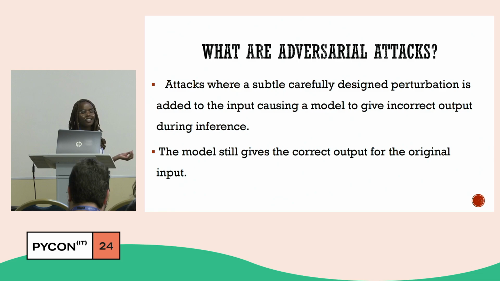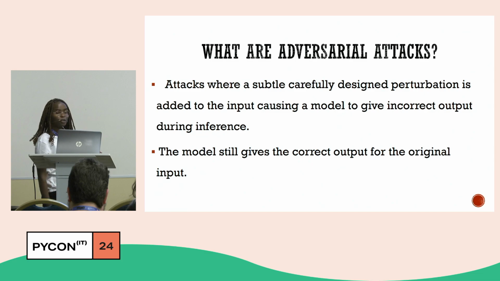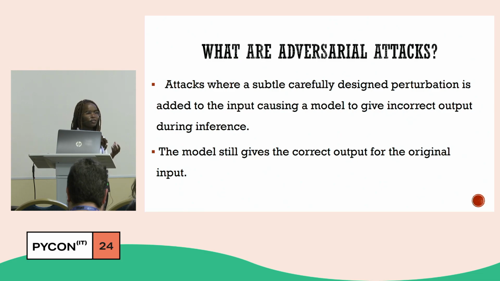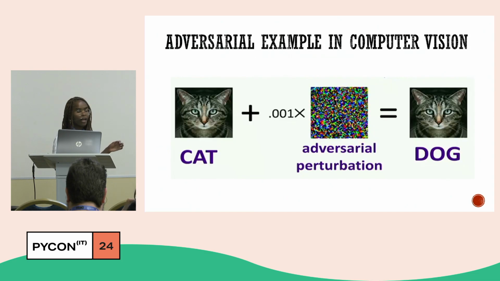Basically, adversarial attacks are attacks where you create a very subtle perturbation and add it to your input, and then that causes the model to give an incorrect output during inference. For instance, if you have a classification model and you change the input just slightly, the model, which could initially give an accurate prediction, gives an incorrect prediction. But without the additional perturbation, the model still gives accurate predictions. We'll just see an example in computer vision for simplicity's sake.